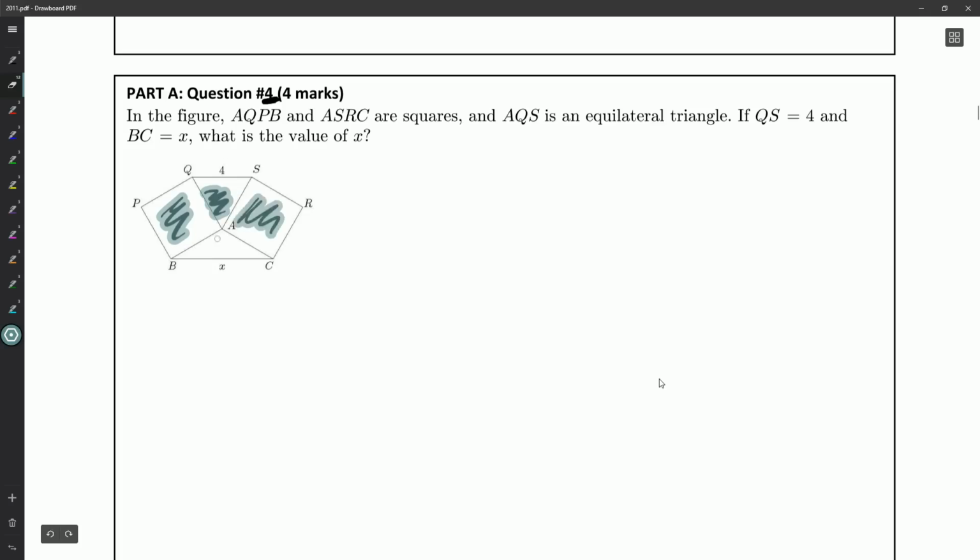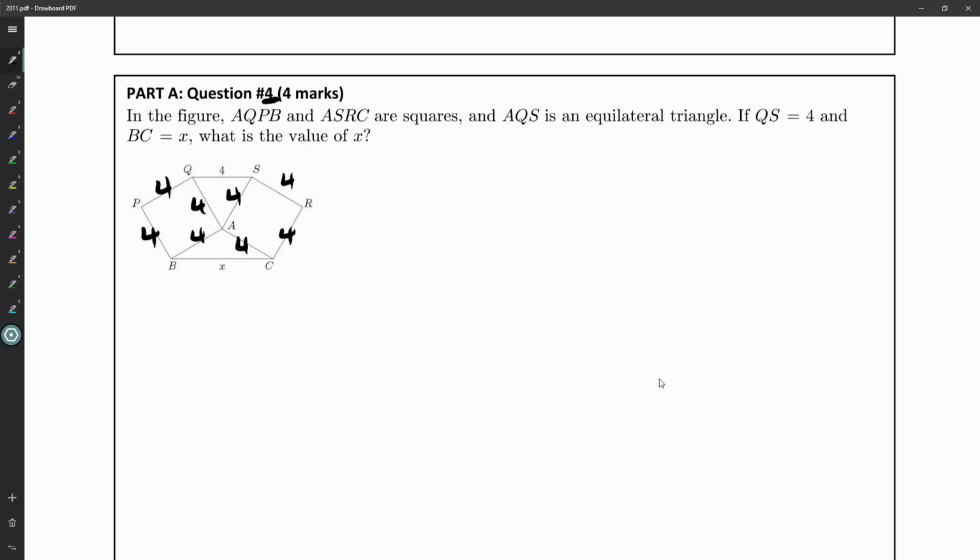So, I've already sort of mucked up my picture. If it's an equilateral, all the side lengths are the same. And if these are squares, all of those side lengths are the same. I haven't finished the question, but I'm trying to fill in information. So what have we got? We've got BC is equal to X. What is the value of X?